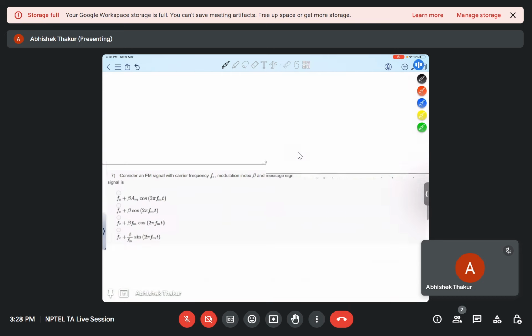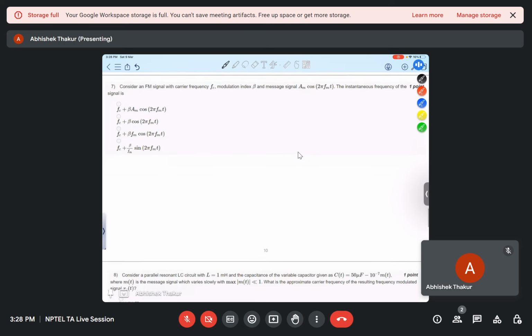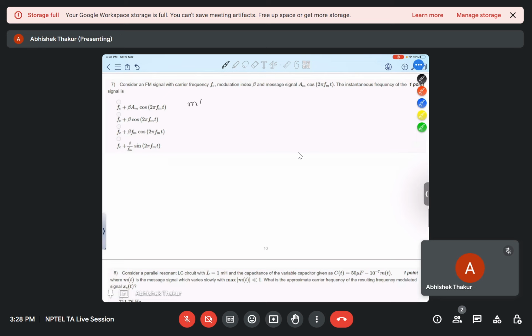So we'll move on to the next question, that is question number 7. Consider an FM signal with carrier frequency fc, modulation index beta, and message signal Am cos 2 pi fm t. The instantaneous frequency of the signal is. m(t) is given as Am cos 2 pi fm t. Modulation index is beta. fc is the carrier frequency. And modulation index is beta.